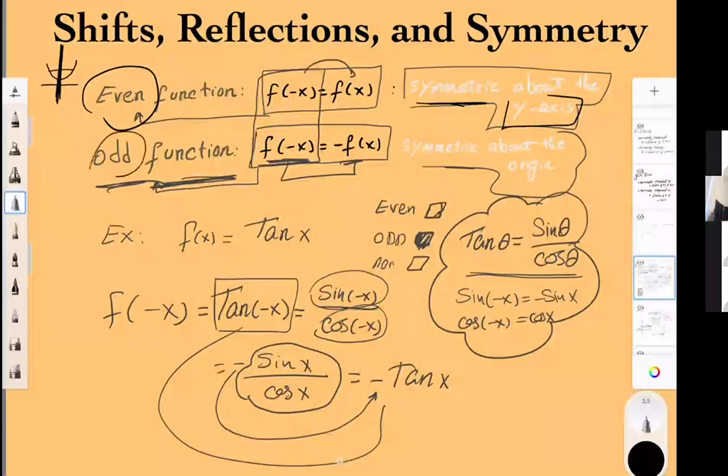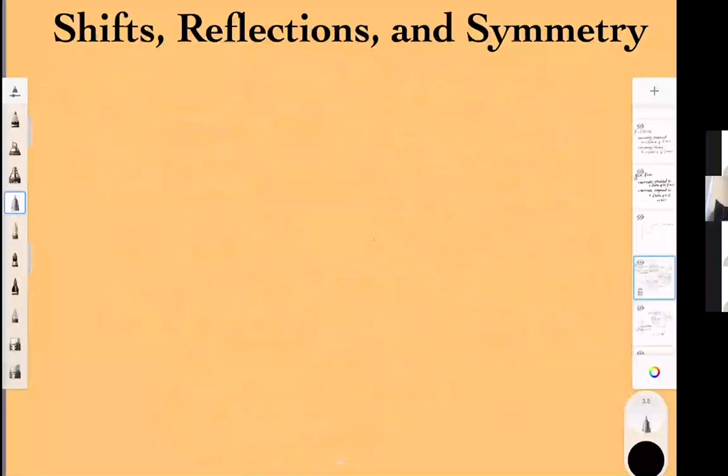Odd, or symmetric to the origin. This is a point. Whatever happens there is going to happen over there. At the point 0, 0, if you get this part of the graph and mirror it through the point, you will get that point. That means symmetric about the origin. So now let's go to our question.